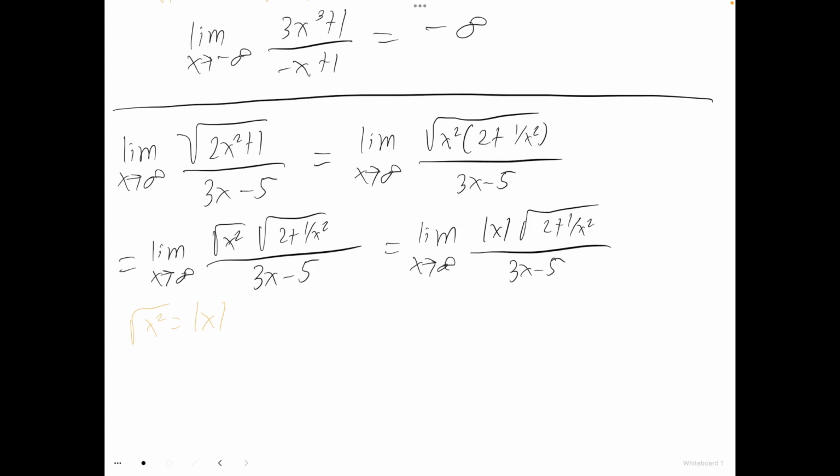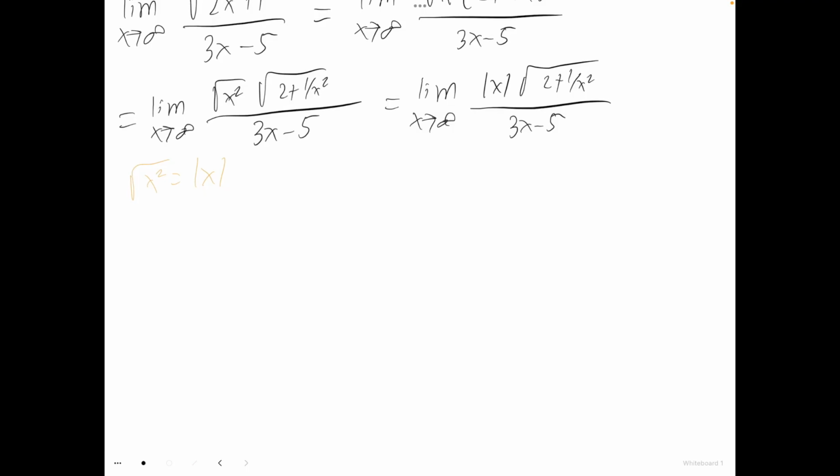Now notice we're going to positive infinity. Since we're going to positive infinity, we're only really caring about positive values of x. So in this case, the absolute value of x just equals x. So we don't really have to worry too much. In this case, it's just going to be positive x.